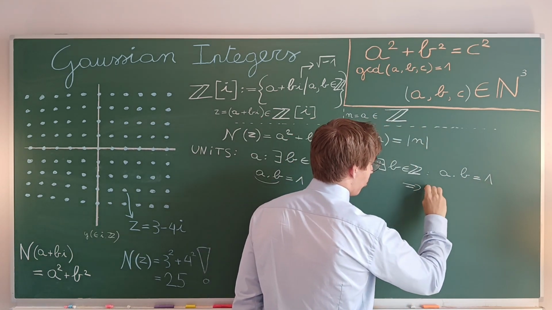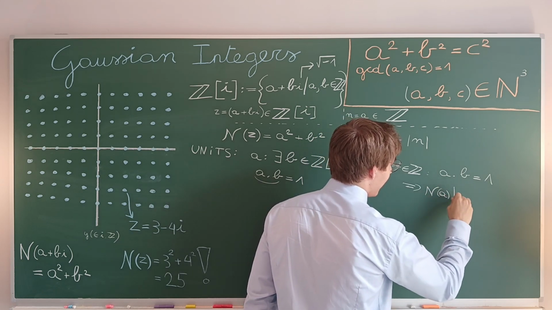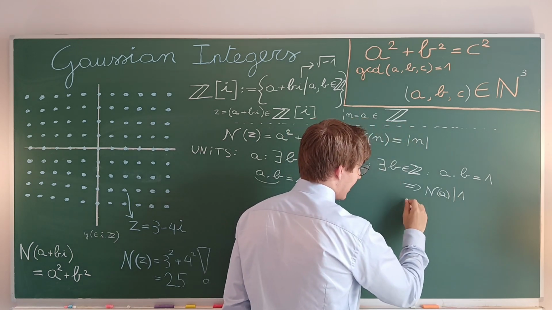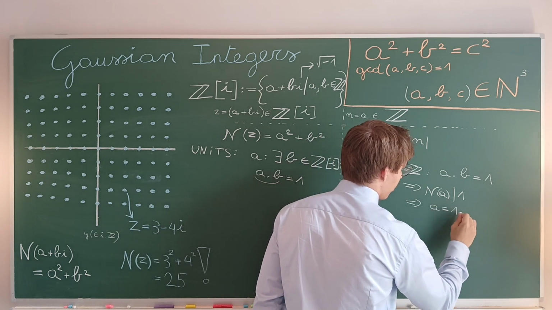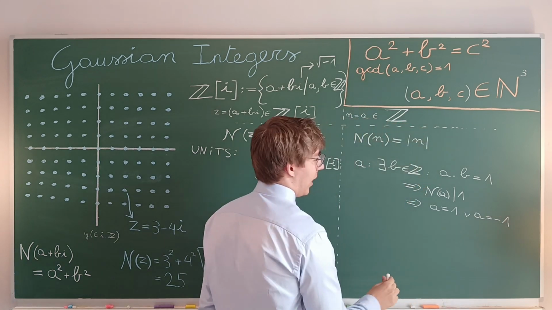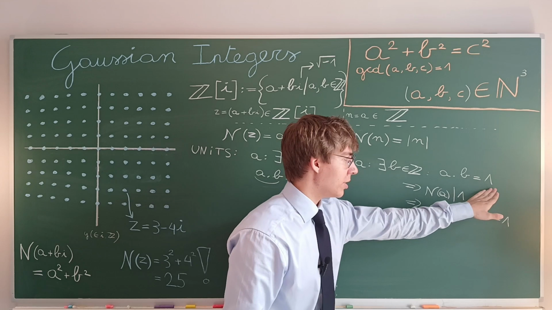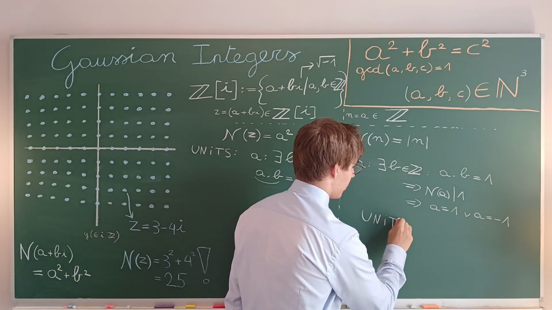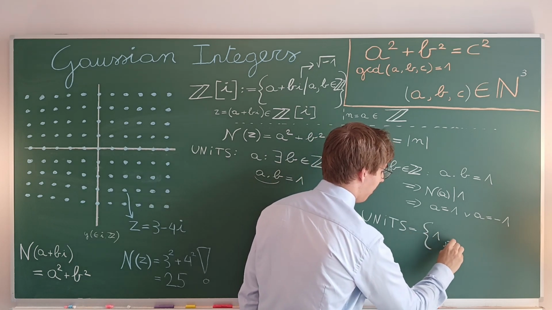Now this means that the norm of a should divide 1. But that leaves only two options, that a is equal to 1 or a is equal to -1. And these are indeed both units, since -1 times -1 is equal to 1. So the set of units in Z is equal to {1, -1}.